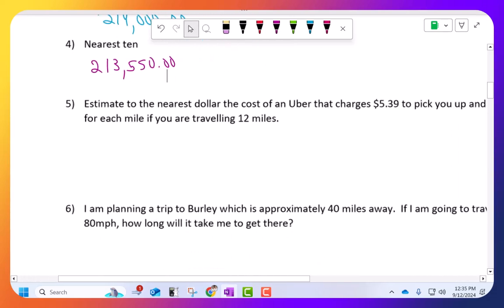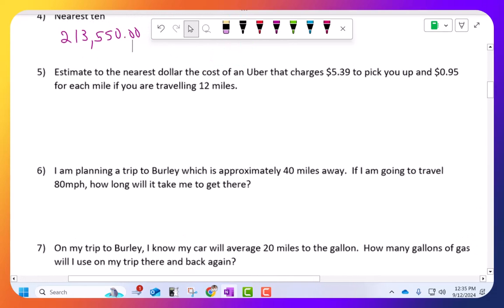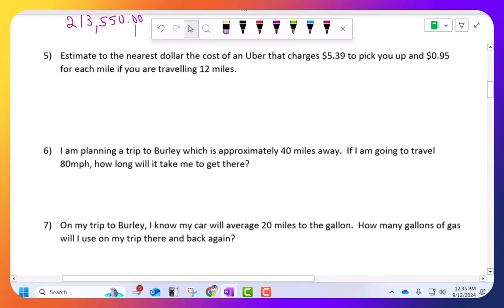Now this next problem says, estimate the nearest dollar cost of an Uber that charges $5.39 to pick you up, and 95 cents for each mile if you're traveling 12 miles. Okay, so we're going to round this off to the nearest dollar.